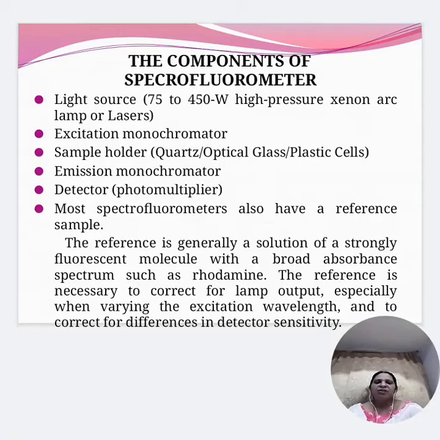The components of a spectrofluorometer: the first one is your light source. You need a 75 to 450 watt high pressure xenon arc lamp, or lasers can be used as the light source. Xenon arc lamp is most commonly used. Then we have the excitation monochromator, then the sample holder.